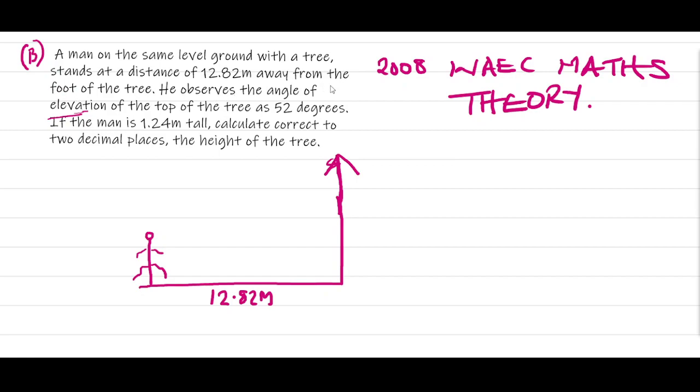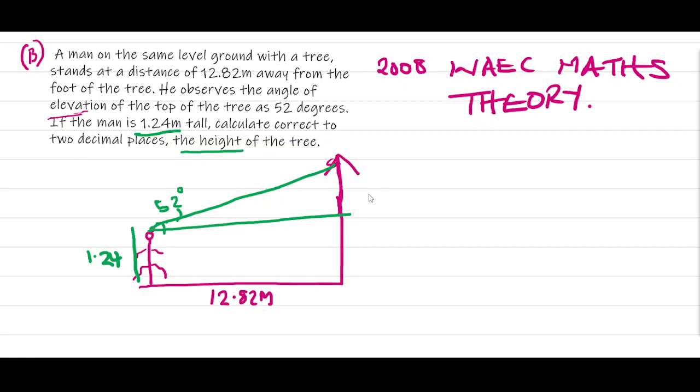It says that he observed the angle of elevation of the top of the tree as 52 degrees. So this man looks at this tree, and while looking at the tree, the angle here was said to be 52 degrees. The last information we are given is that the man is 1.24 meters tall. We should calculate, correct to two decimal places, the height of the tree. This height of the tree, which we don't know yet, we may denote as x.